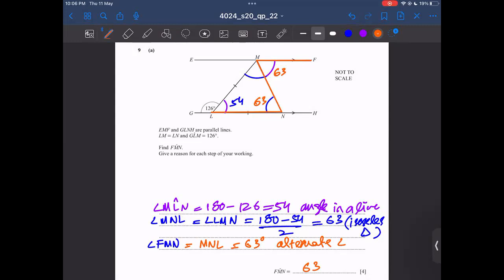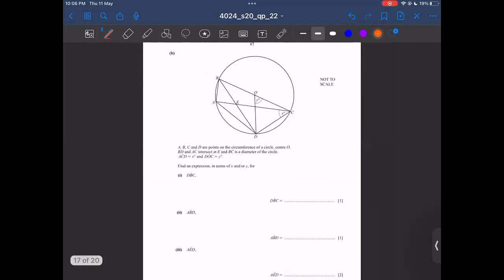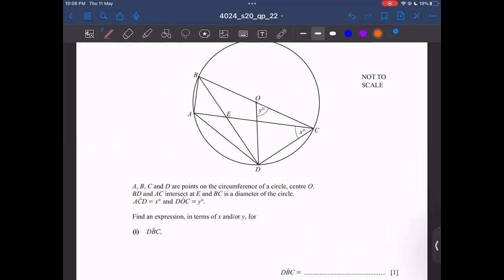Then what we have is part B. In part B, it says find terms of X and Y. This is the tough question. Find the expression in terms of X and Y for angle DBC. Okay. So A, B, C, D are points on the circumference of the circle with center O, BD and AC intersect at E, and BC is the diameter.